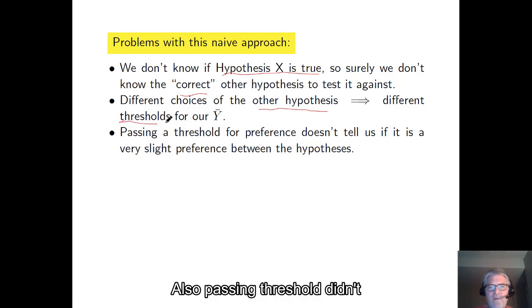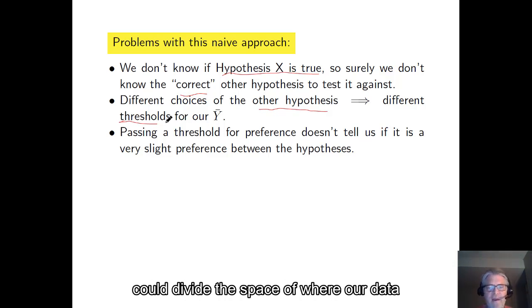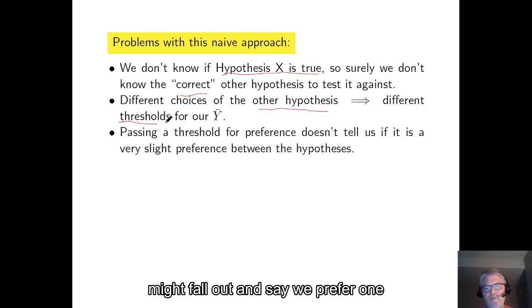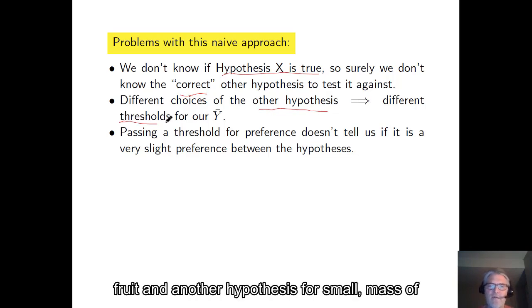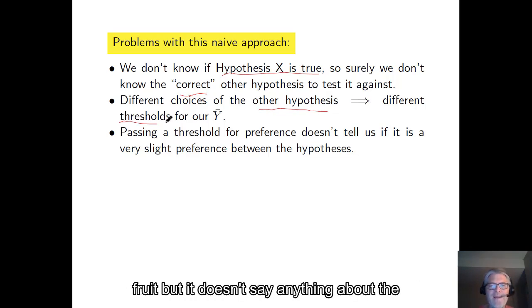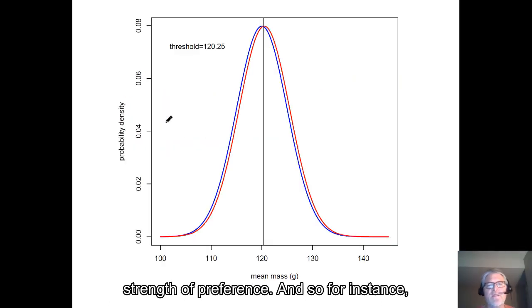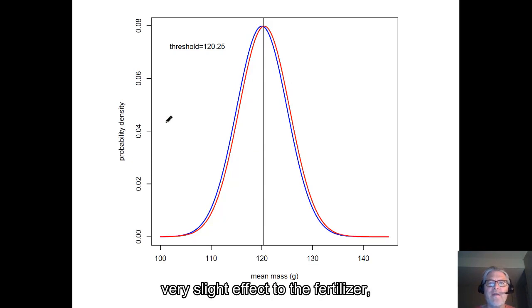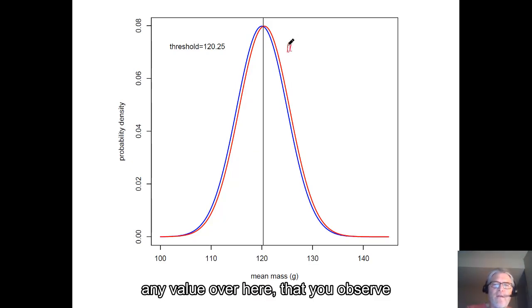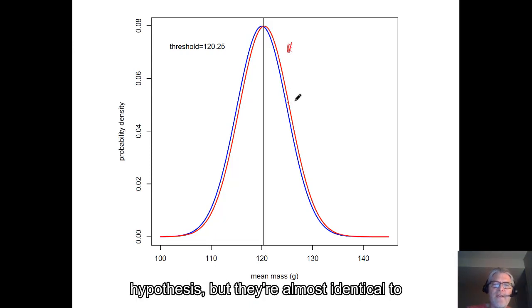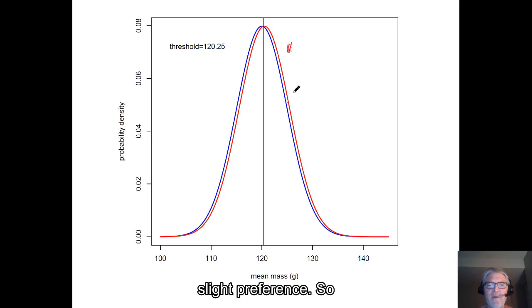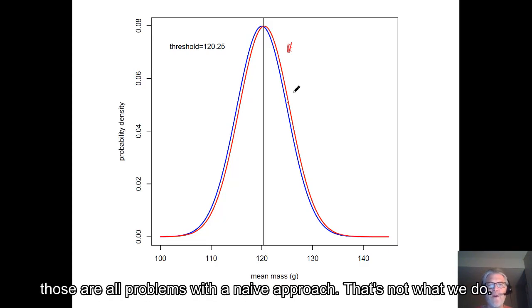And also, passing the threshold didn't tell us if it was a strong preference or not. So we could divide the space of where our data might fall and say we prefer one hypothesis over here with large mass fruit and another hypothesis with small mass fruit, but it doesn't say anything about the strength of preference. For instance, in this example where there was a very slight effect of the fertilizer, any value over here that you observe, sure, it's a little bit more plausible under the red hypothesis than the blue hypothesis, but they're almost identical to each other, so it's just a slight preference. So ideally we'd want a hypothesis testing procedure to be tunable in terms of whether there's really strong evidence or not. And so those are all problems with a naive approach.